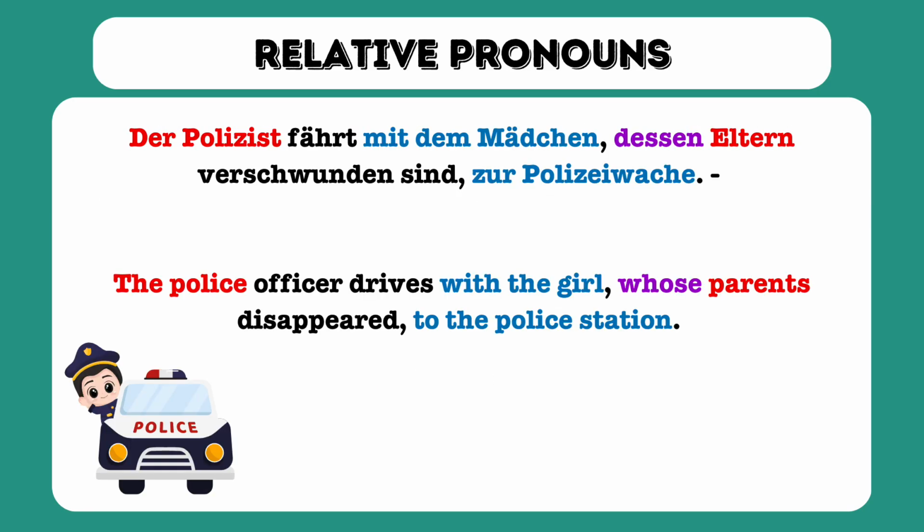Der Polizist fährt mit dem Mädchen, dessen Eltern verschwunden sind, zur Polizeiwache. The police officer drives with the girl whose parents disappeared to the police station. In this one, we are referring back to das Mädchen. Das Mädchen is a neuter noun, so we use dessen as the possessive here. Der Polizist fährt mit dem Mädchen, dessen Eltern verschwunden sind, zur Polizeiwache.